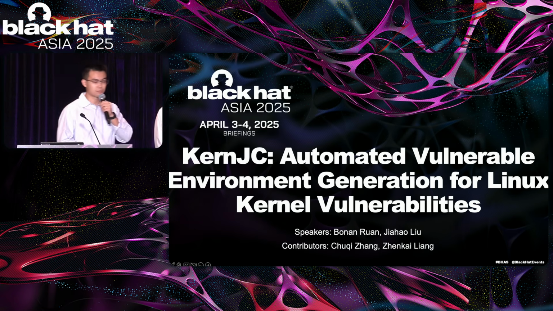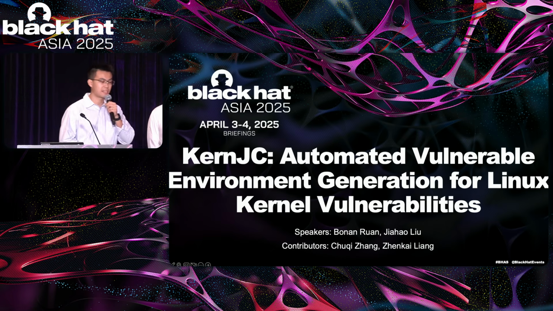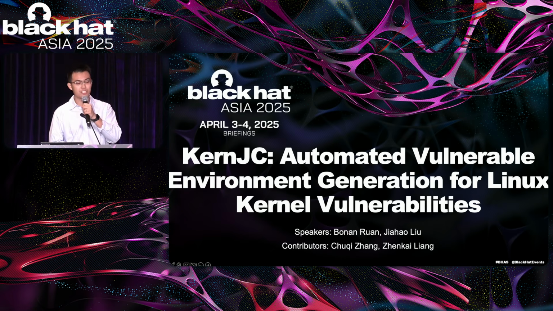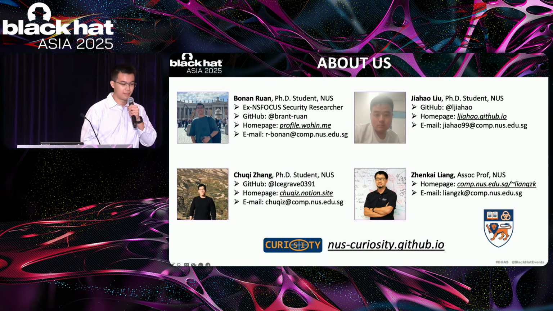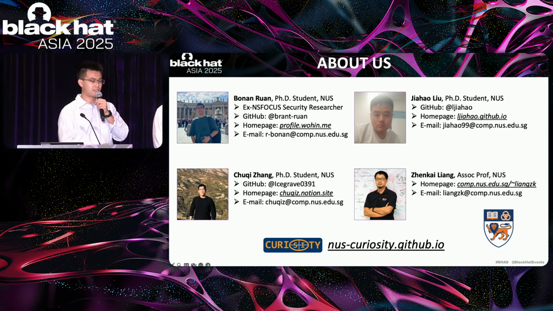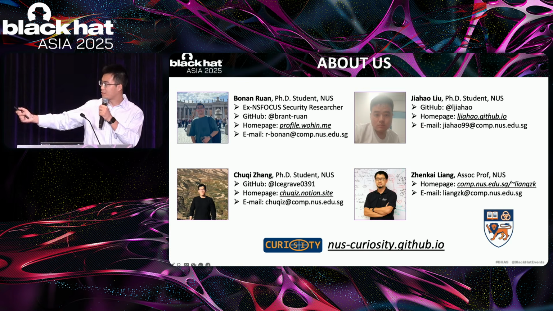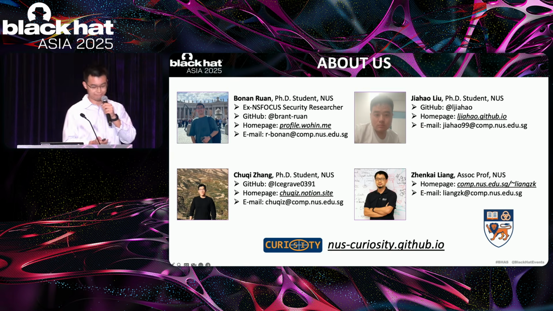Let's talk about kernel. Today, we are very glad to share our recent research on Linux kernel, that is KernJC, automated vulnerable environment generation for Linux kernel vulnerabilities. I'm Bonan, and this is Jiahao. We are a team from National University of Singapore. And this is our team logo. It is a curiosity security team.